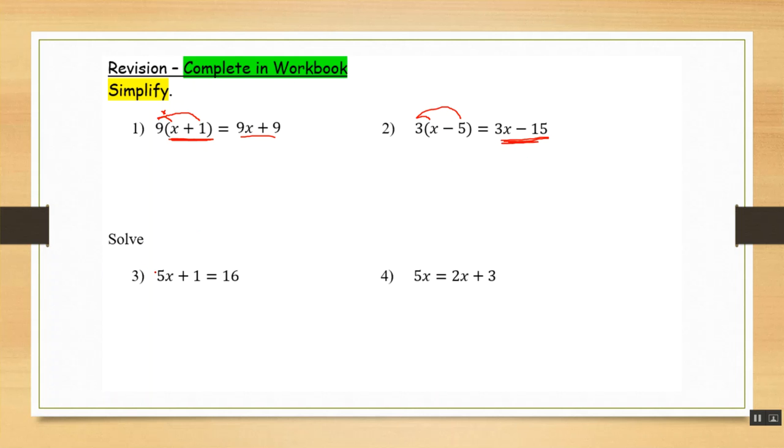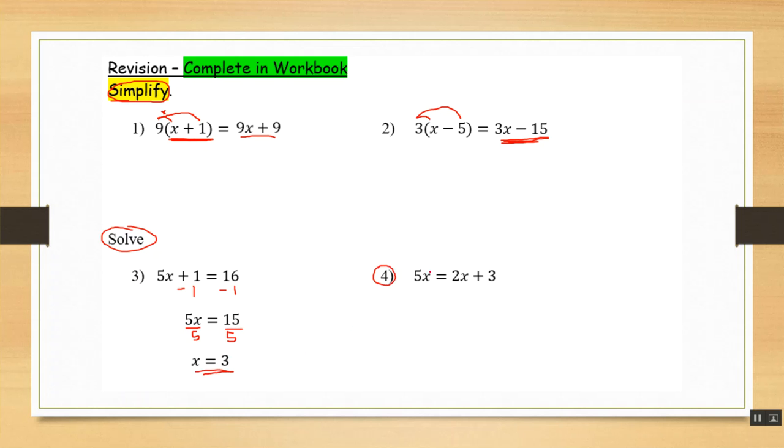Question 3, solving the equation. So solve here, and up here was simplifying, or expanding and simplifying. So 5x plus 1, we subtract 1 from both sides, giving us 5x equals 15, and then divide by 5. Fifteen divided by 5 is 3.